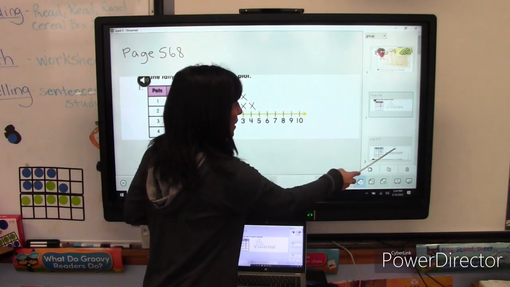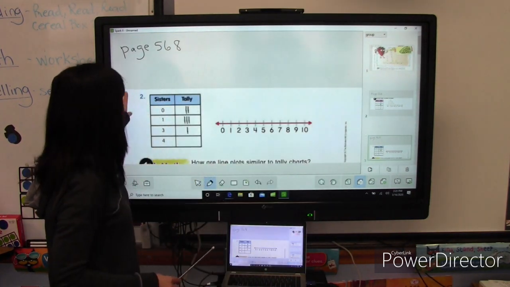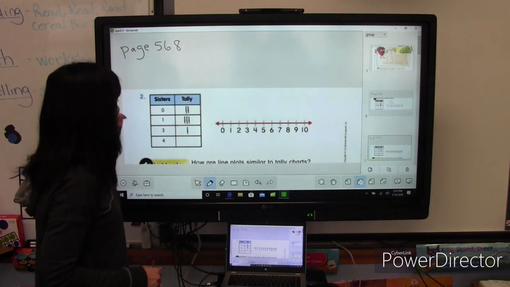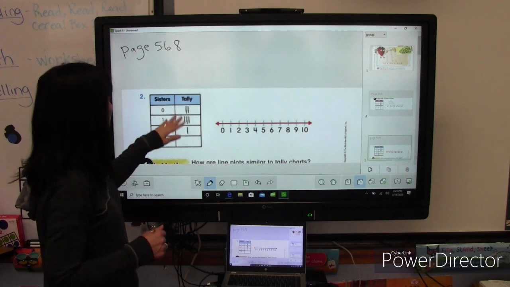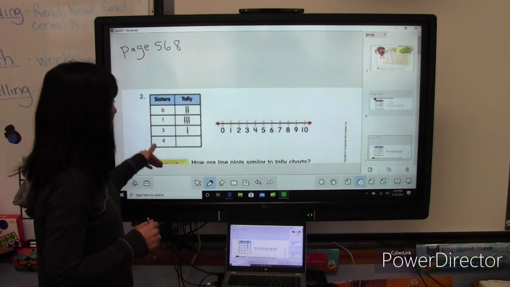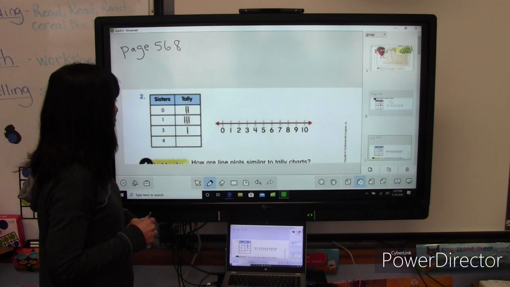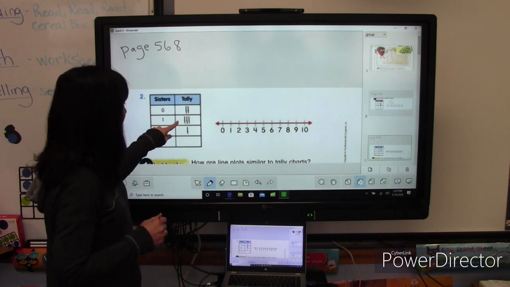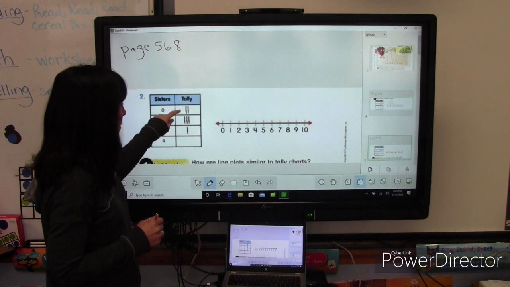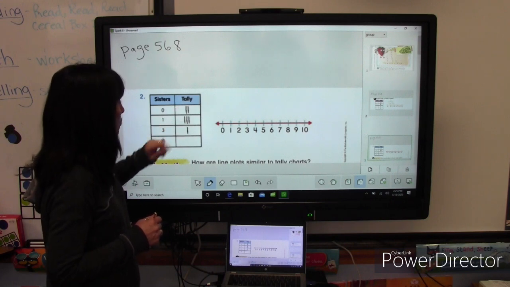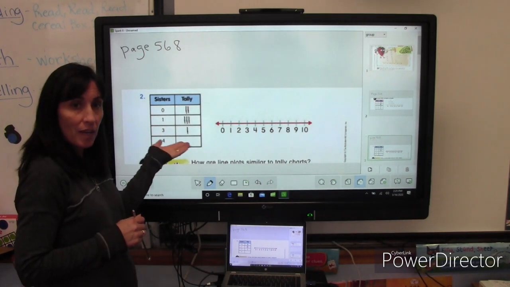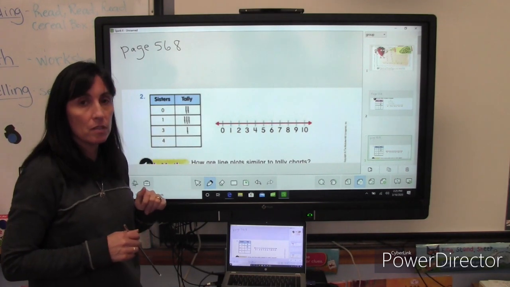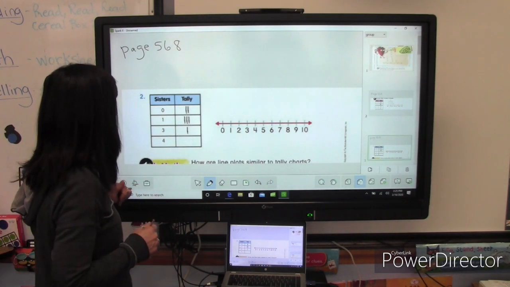We're going to try one more together. This is the second one on page 568. Again, we're using the same type of chart. This one is sisters. How many sisters do they have? Now if I look at the chart very quickly, I can see that 6 people were surveyed. There's 2 plus 3 is 5 plus 1 more is 6. And of those 6 people, how many of them have 4 sisters? None. Nobody filled in that spot. So that means none of the people that were surveyed had 4 sisters.